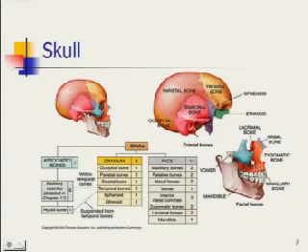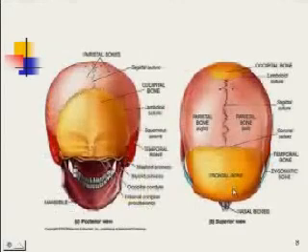As far as the facial bones go, as you can see, there's a lacrimal bone, nasal bone, zygomatic bone, the maxillary bone, the mandible. All are facial bones that are associated with the bones of the skull.